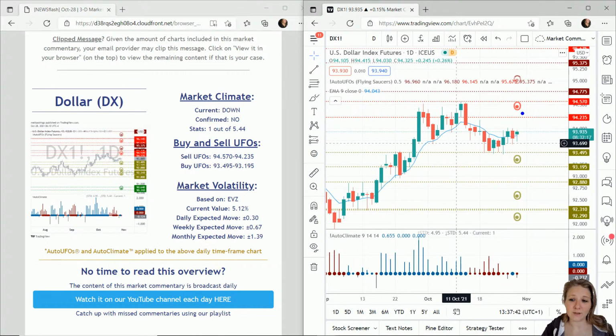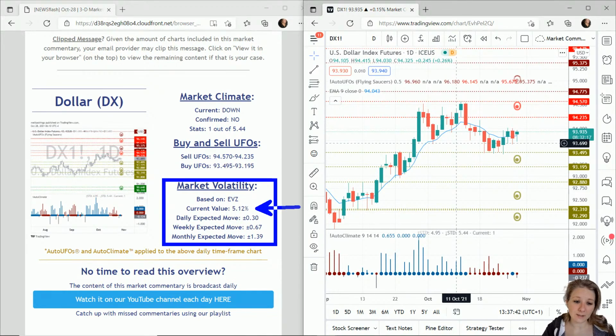Now we have sell orders up here, 94.57 to 94.235. We're kind of in the middle. So again, overall, nothing really to do with the US dollar on this time frame. In terms of volatility, we'd expect it to move up or down in 1 year of 5.12%. So in a day, that would be 0.3 points. In a week, 0.67 points. And in a month, 1.39 points up or down.